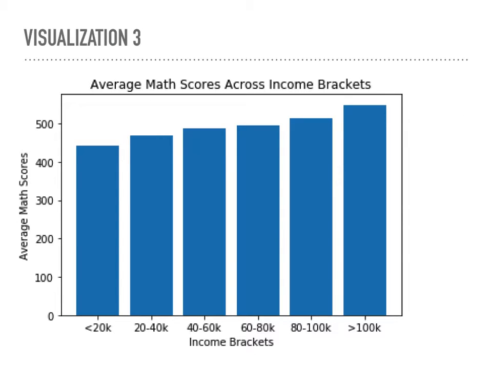So I made a bar chart, and as you can see, along the bottom are the income brackets. Along the left, the y-axis are the average math scores. And this is for the year 2015 in the state of Virginia.